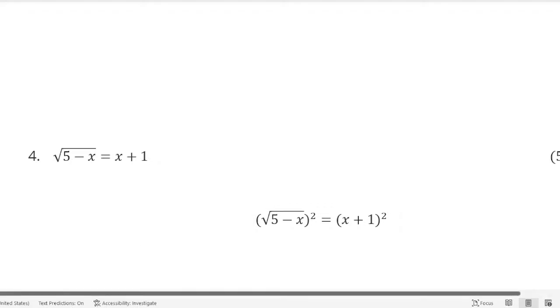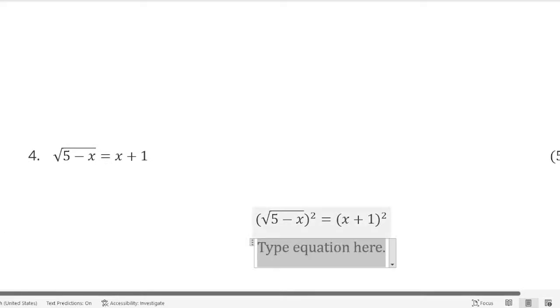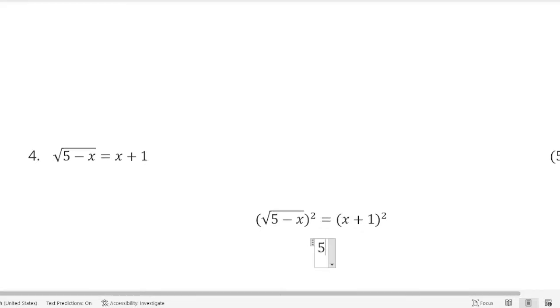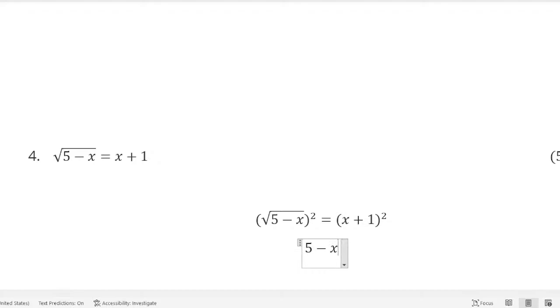Then here we'll say root 5 minus x all squared. So we're going to be left with 5 minus x. So on the left hand side you'll be left with 5 minus x. Remember, when you are removing a square root, you have to square. Is equal to, then here we have x plus 1 into x plus 1, right?